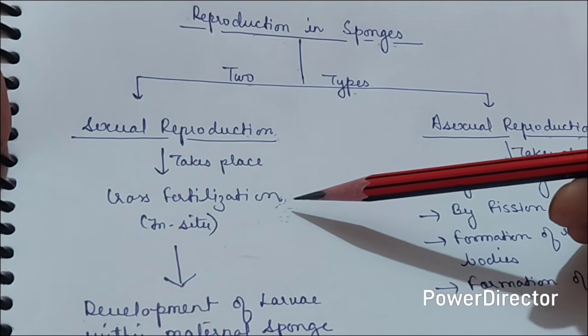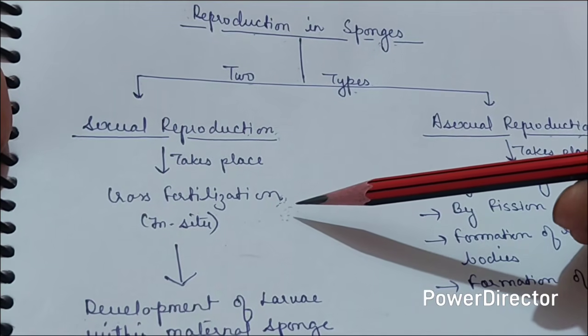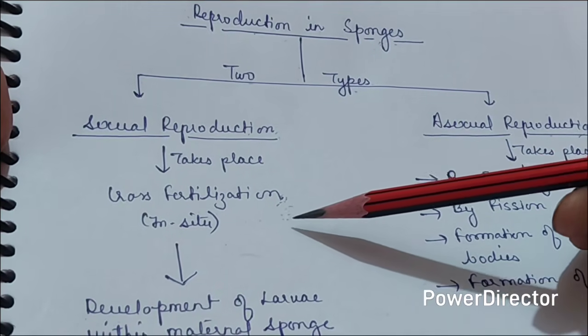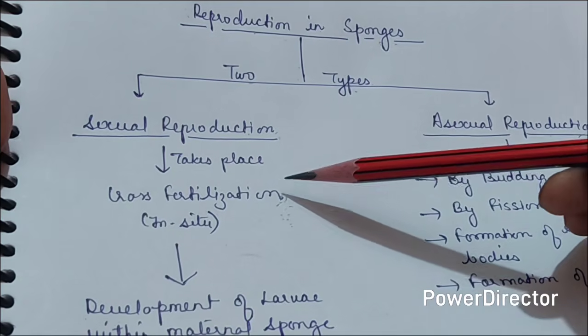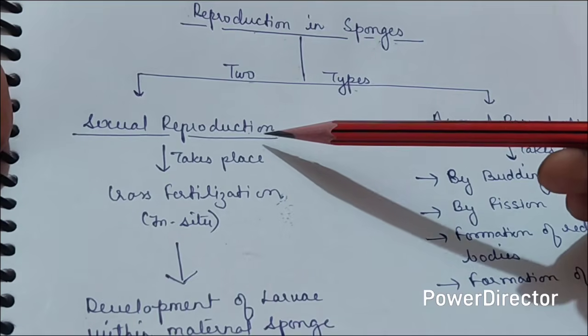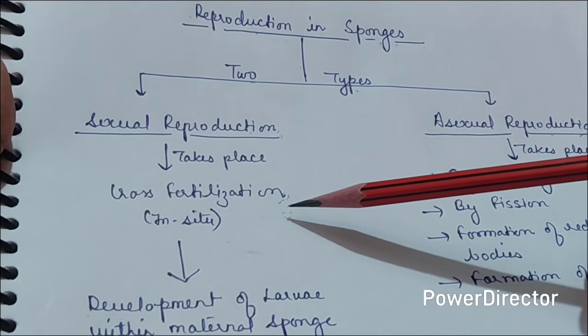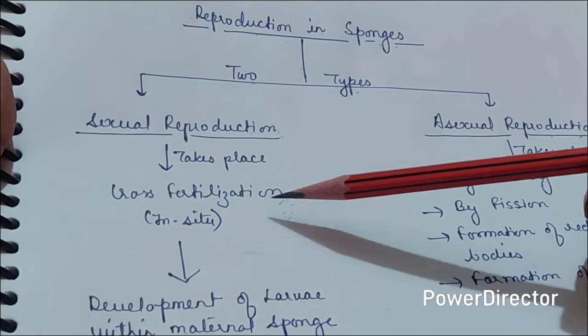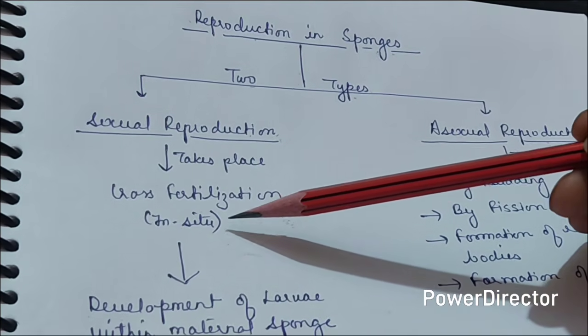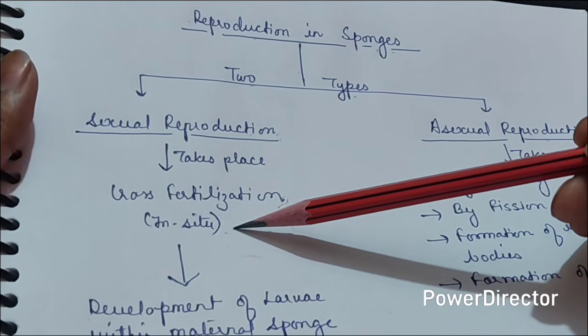So this condition is also known as the protandrous. Why? Because the male gamete, it matures earlier than the female gamete. So the type of fertilization which takes place in the sponges during sexual reproduction is the cross fertilization. Now this cross fertilization takes place in situ, means the inside the body of an organism or the sponges.